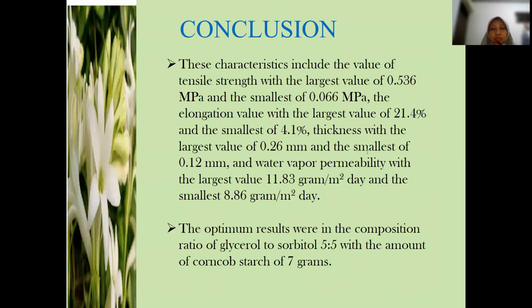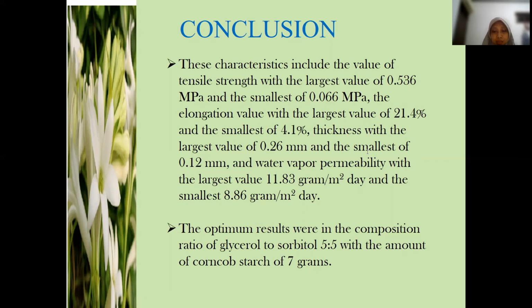The output of optimization results was calculated with the response surface method using Minitab. The optimum condition at a glycerol to sorbitol ratio is 1.42 or 5.875 to 4.125, with an amount of starch of 7 grams. These parameters produce a tensile strength of 0.4 MPa, elongation of 6.64%, water vapor permeability of 9.9 grams per meter square day, and a thickness of 0.21 millimeters.